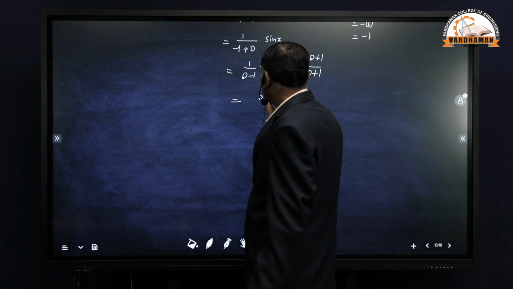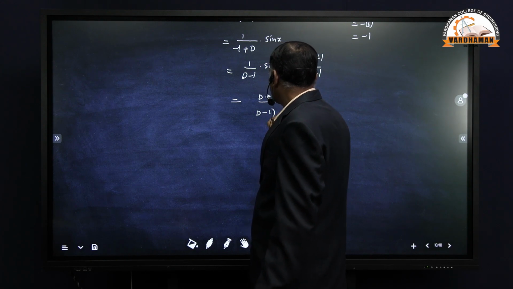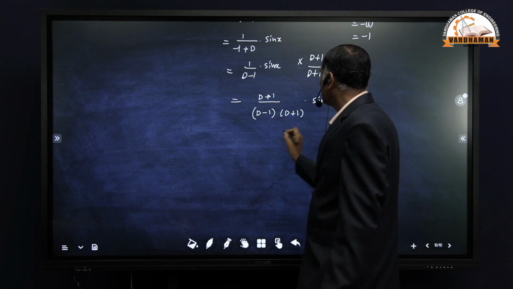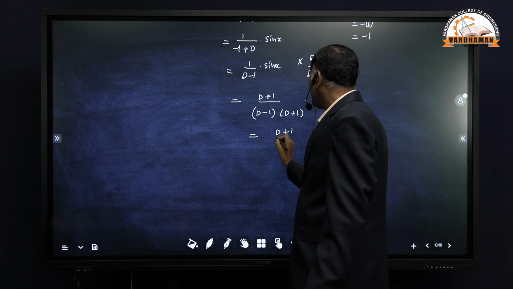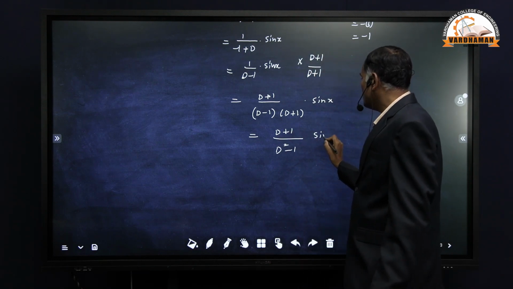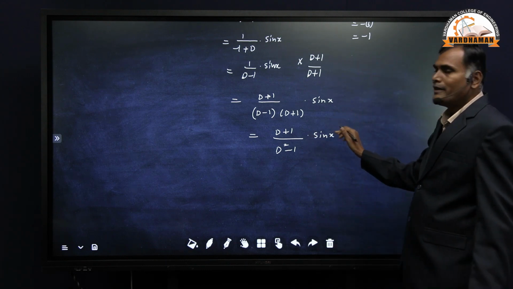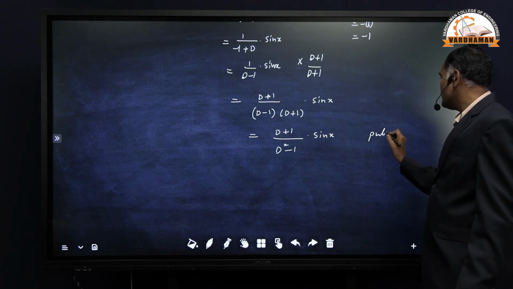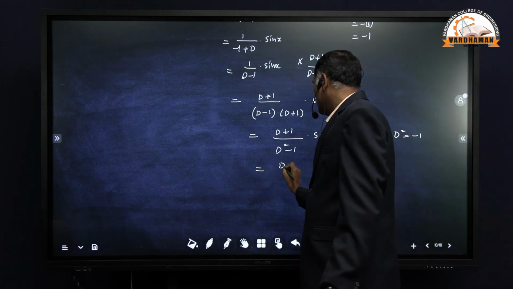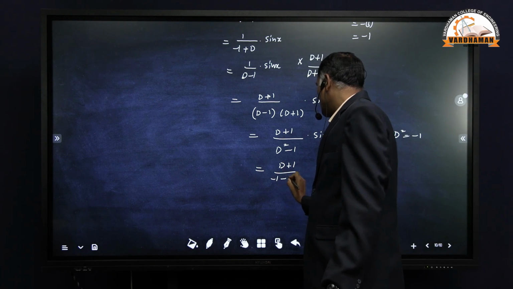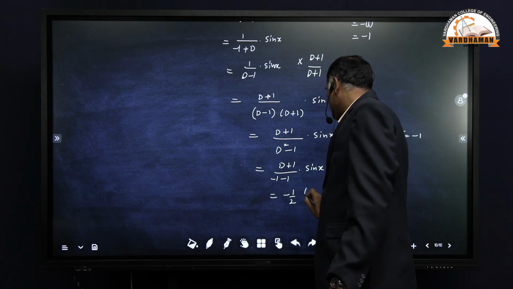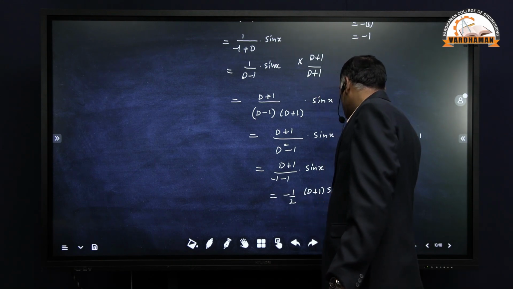We get (d+1)/((d-1)(d+1)) sin x. Now using the a plus b into a minus b formula, we can write (d² - 1) sin x. Again use method 2, replace d² with minus 1. Wherever d² is there, write down minus 1. So we get 1/(-1) sin x, which is minus 1 by 2 times (d+1) of sin x.